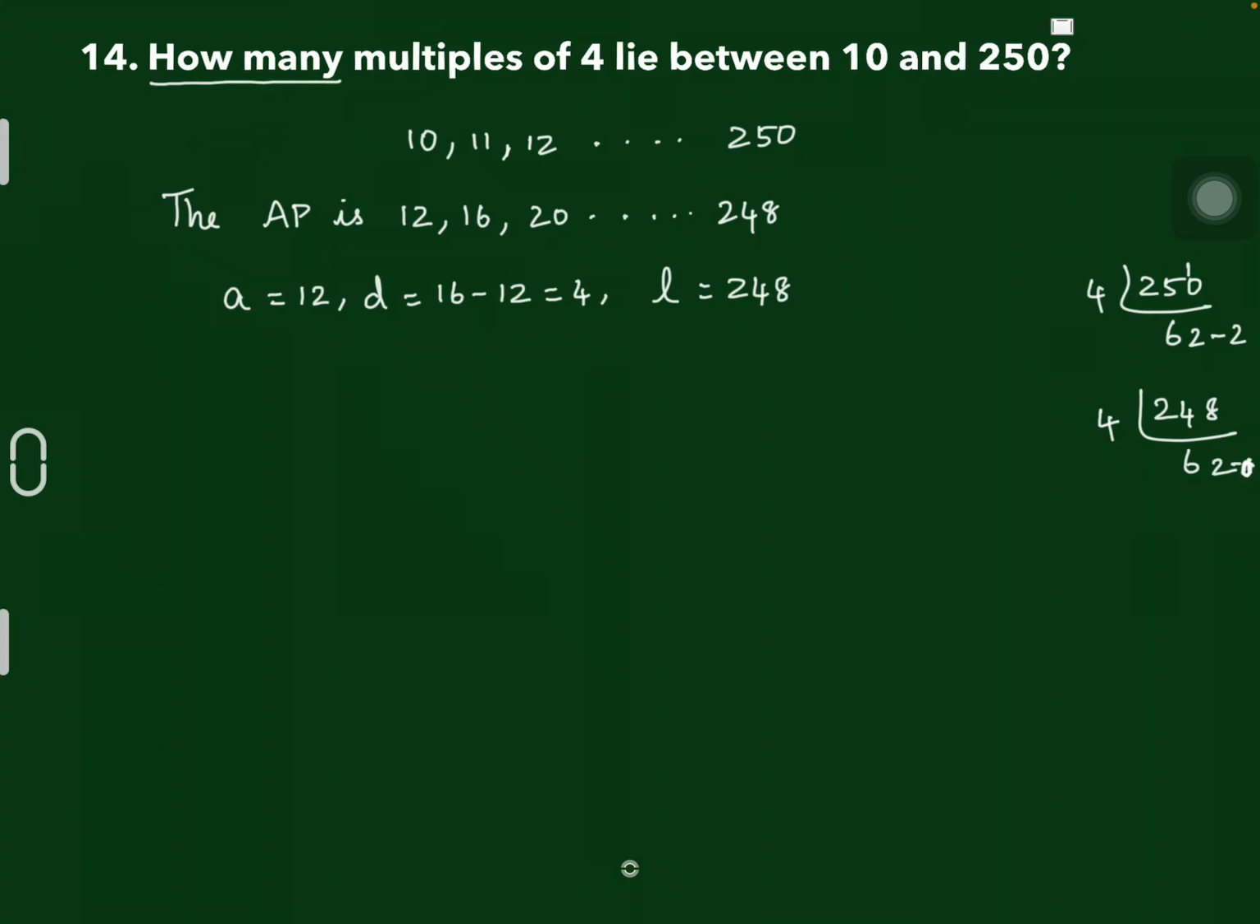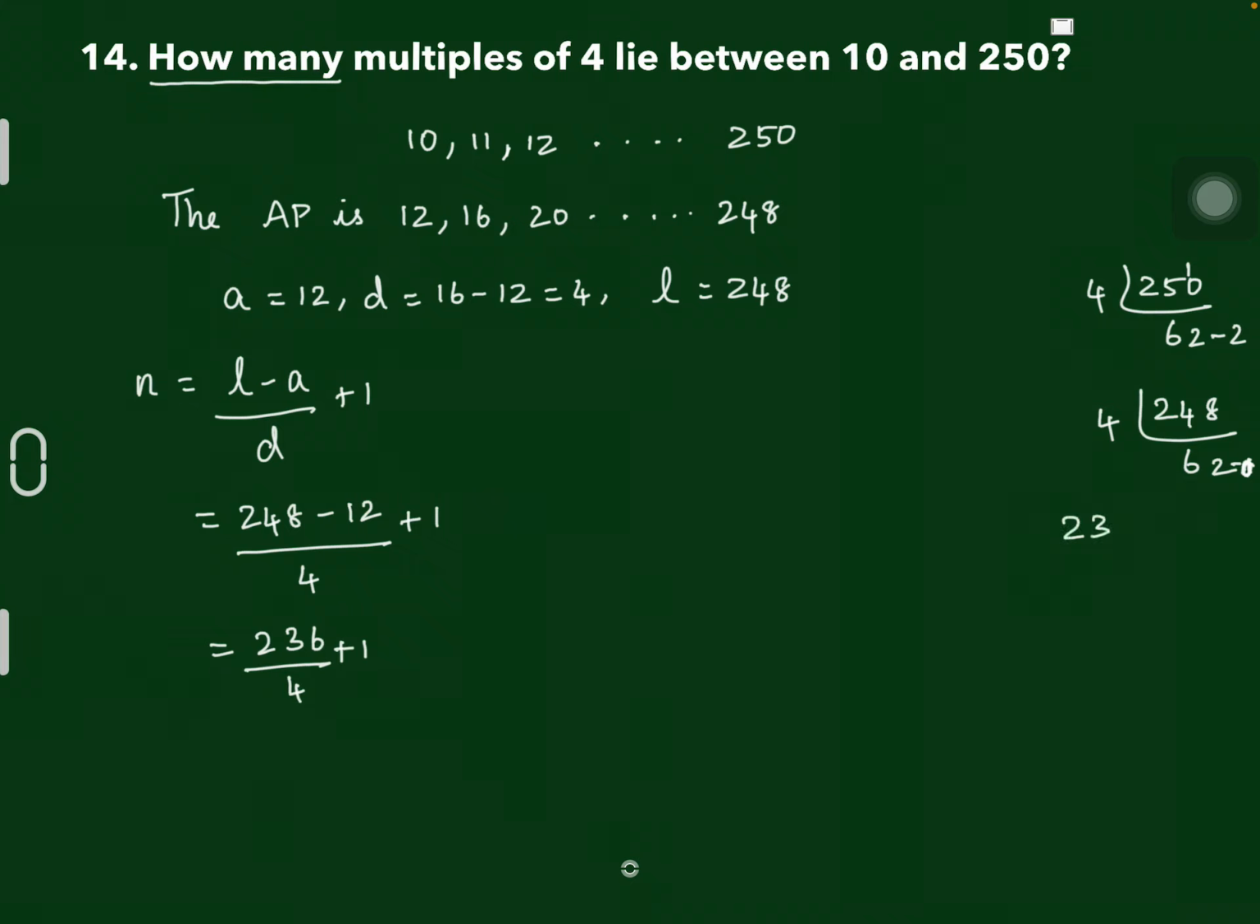So, how many multiples of 4 lie between 10 and 250? Again here, what do you have to find? N. What is N? L minus A by D plus 1. What is L here? 248 minus 12 by 4 plus 1. When you subtract this, you get 236 by 4 plus 1. When I divide 236 by 4, what do I get? 4 5s are 20, 4 9s are 36. So, it is 59 plus 1. So, that is equal to 60.